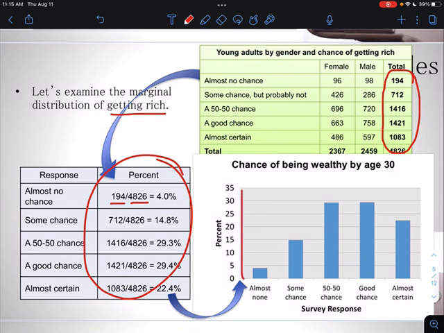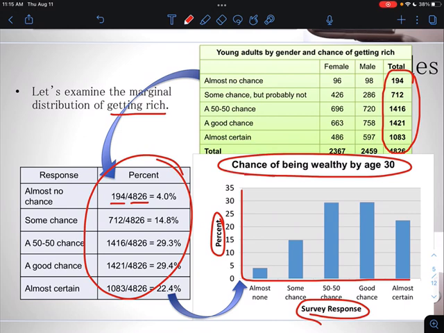So I have my X and Y axis. I have my label. This was the variable that I was in question, the response to the question. We have the percentages along the Y axis, and we have a title. Always make sure you have those things whenever you're creating a bar graph.